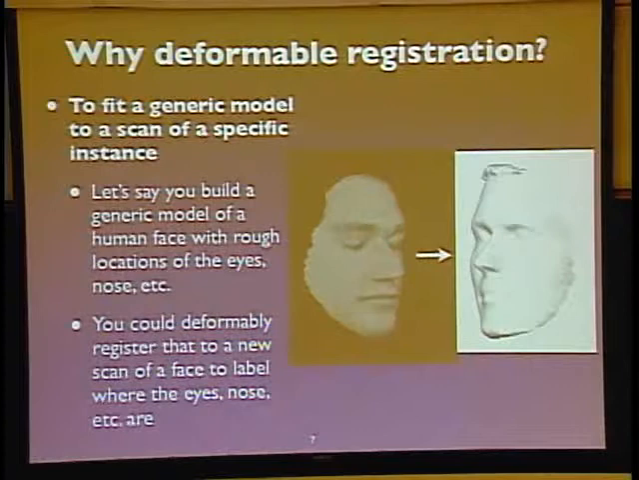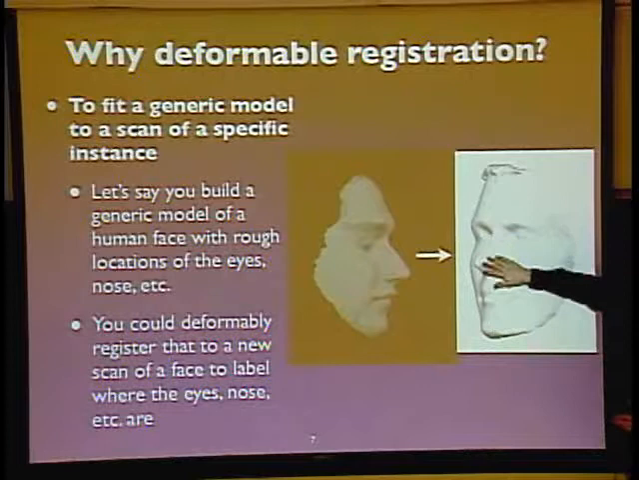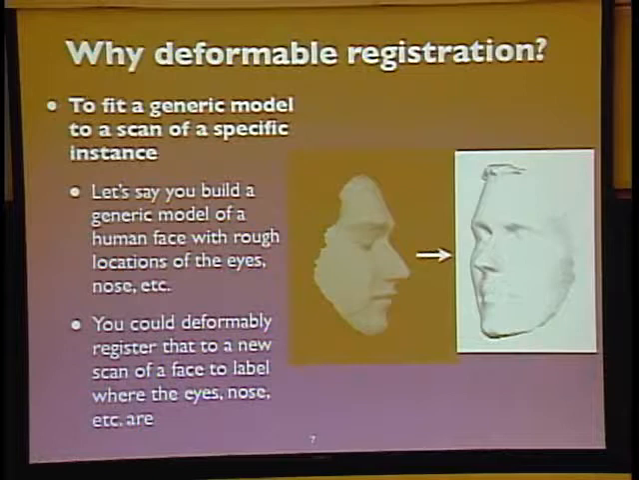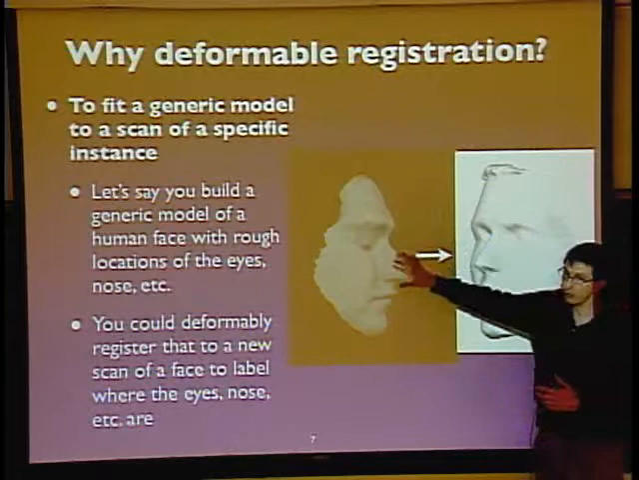So kind of a more practical engineering level application of this is fitting a generic model to a specific instance. So let's say that I build a generic model of a human face, and you know, an artist can do this, a sculptor can do this, by just simply making a 3D surface that has rough locations of eyes, nose, mouth, and so on. And this artist or the sculptor can actually manually label what parts of the surface are the eye sockets, what parts of the nose, where the septum is, and so on. So then, given a new surface that is an instance of an actual individual human being's face, you can deformably match the generic surface to the individual one in order to label the individual's one with the locations of that person's eyes, nose, and mouth.